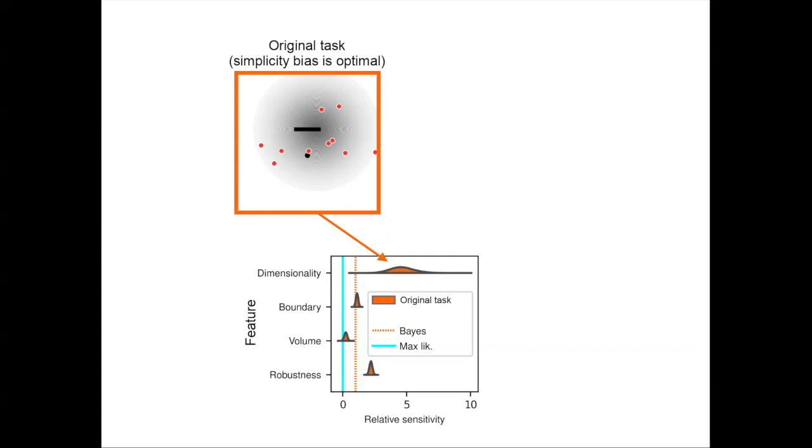As a control for this, we can replicate the whole experiment in a scenario where we explicitly instruct subjects to disregard the simplicity, if you want.